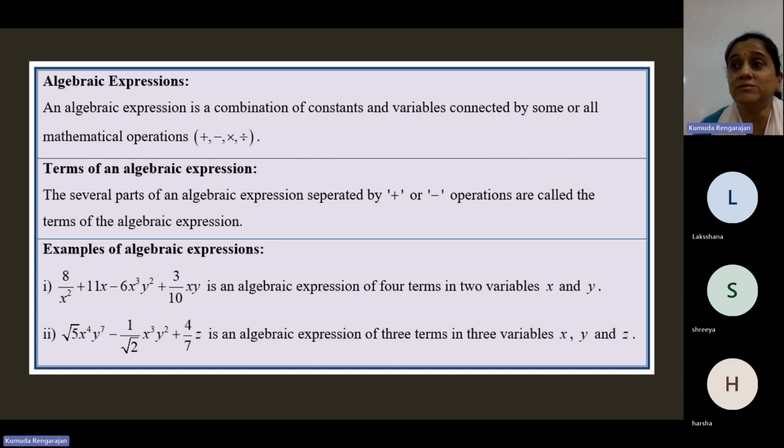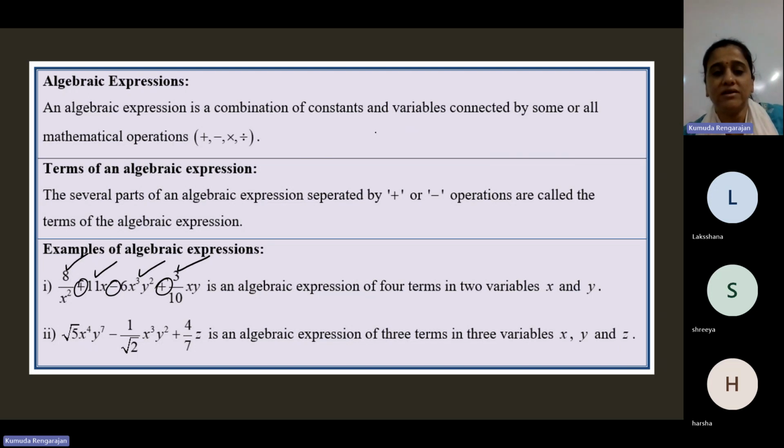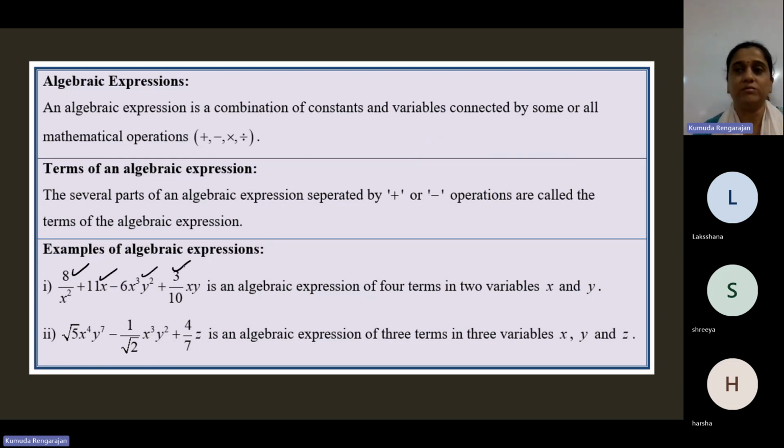How many terms? 4 terms. Why? 1, 2, 3, 4 terms. See, there are 3 separators, 1, 2, 3 separators. That means 4 terms. If there's 1 separator, 2 terms, like see here, AB plus CD. How many separators? Only 1 separator, so 2 terms are there. So 3 separators, 4 terms. You can count 1, 2, 3, 4 terms.